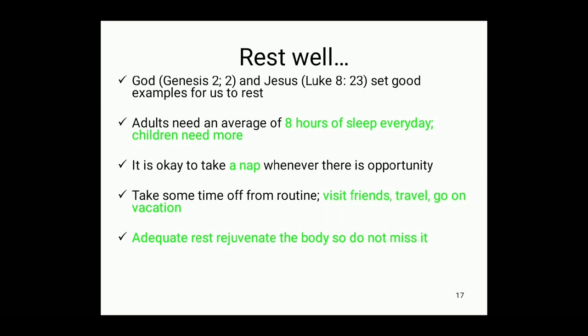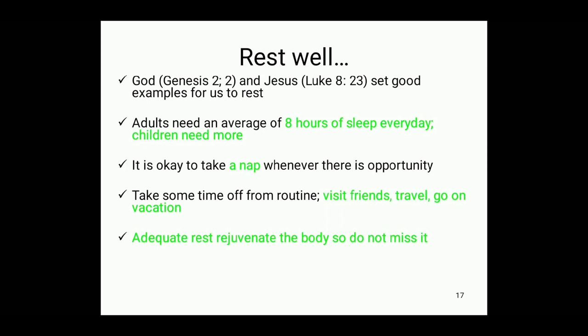Adults, and I believe many of you have already attained the age of adulthood, need an average of 7 hours of sleep every day. Children need more hours. So try and ensure you have sufficient sleep every day as part of rest. It is okay to take a nap whenever you have the opportunity. After a nap of 10-15 minutes, your body is going to be refreshed. So it's okay to nap.